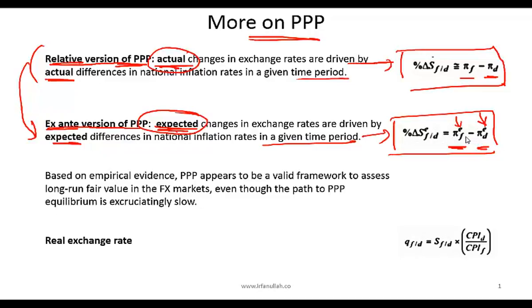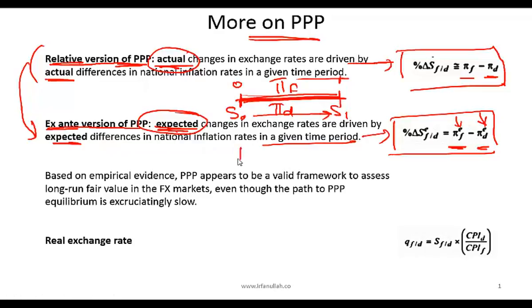Just to make this a little more tangible, say that you are dealing with a given period from time 0 to time 1. So this is the period. And we have an exchange rate at time 0 and an exchange rate at time 1. The relative version of the purchasing power parity explains this difference from S0 to S1 based on the actual inflation rate in this period for the foreign currency and the actual inflation rate in the domestic currency, again based on actual.